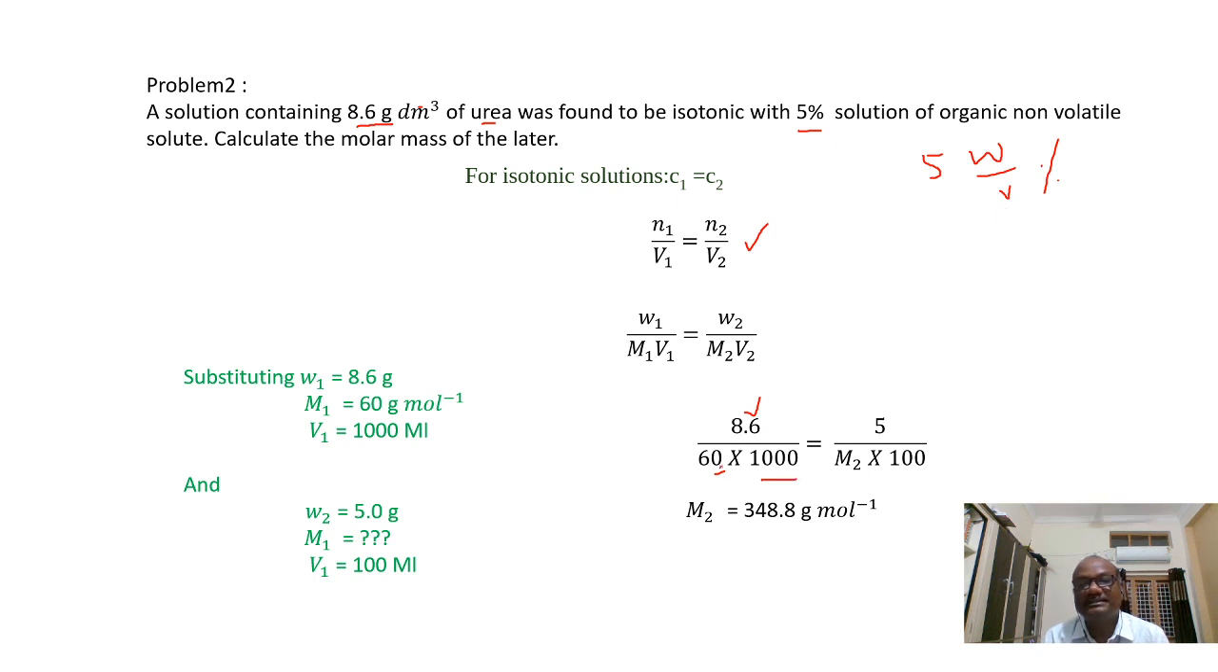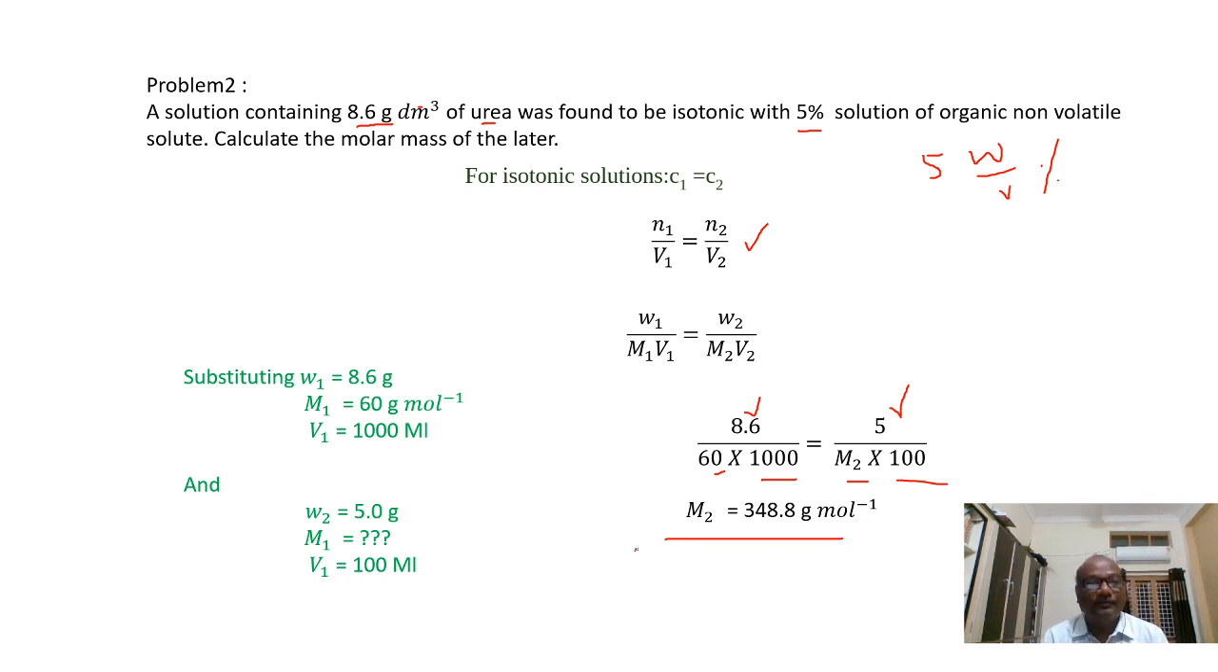So 8.6 by 60 into 1000 is equal to W2, 5 grams, by M2. The molecular weight is what you have to find out, because the question is to calculate the molar mass of the latter. This is M2. Since it is 5%, the volume of solution in the second case will be 100 ml. We substitute all these values. The only unknown is M2, so you can calculate it. We got 348.8 gram mole inverse. Like this we can solve the problems on osmotic pressure.